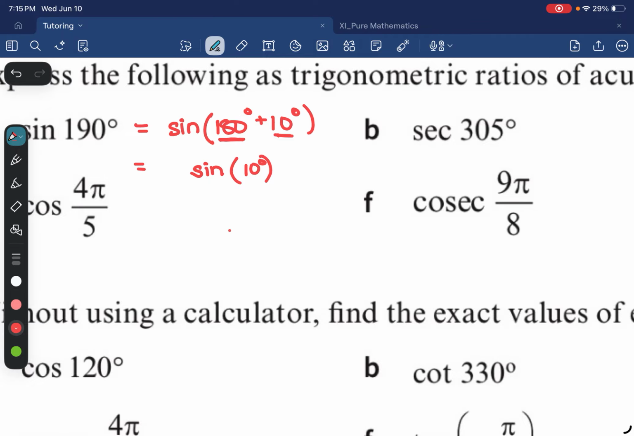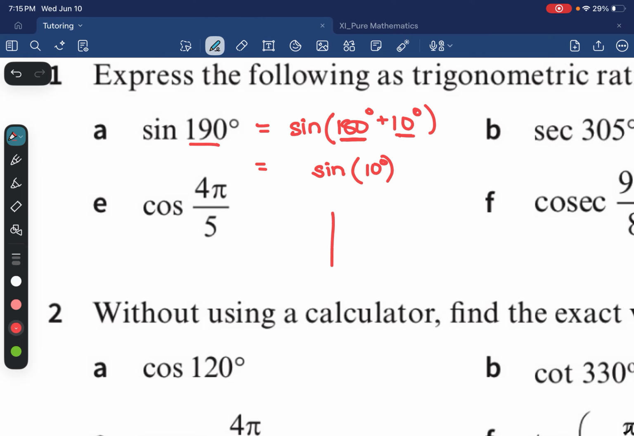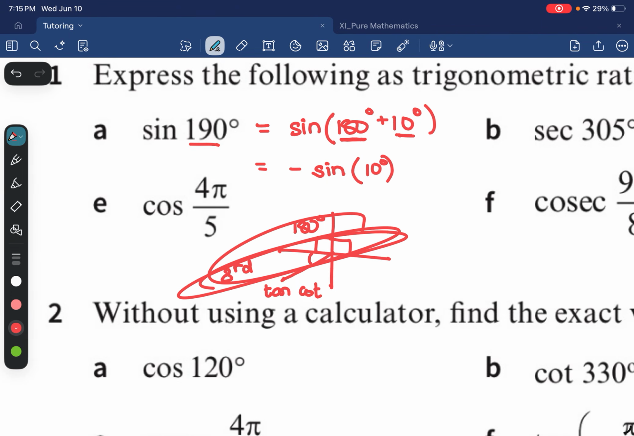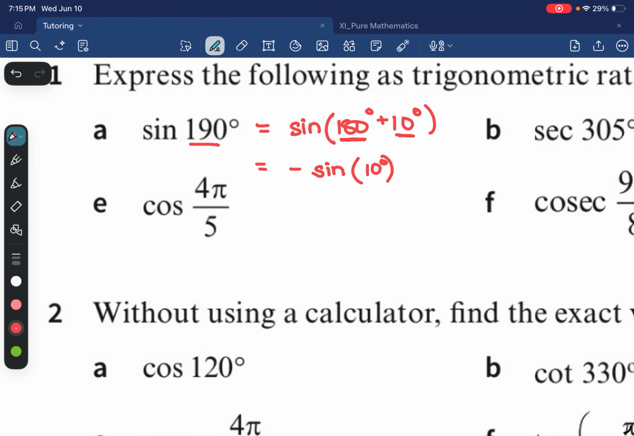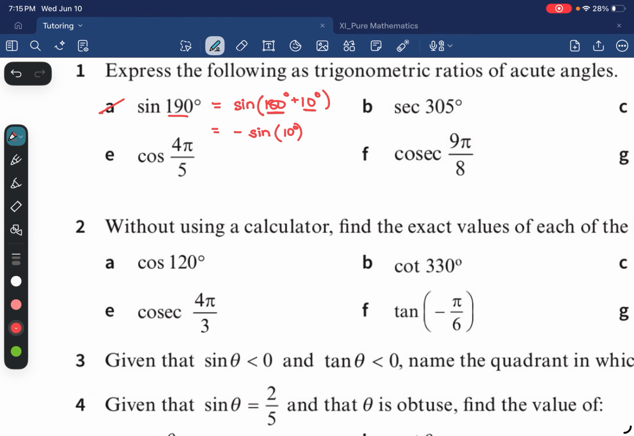Now, which quadrant does 190 fall in? 90 is here. If you go up until this point, you get 180 degrees. So 190 is in the third quadrant, right? And in the third quadrant, what is positive? Tan is positive, cot is positive. So sine is negative in the third quadrant. So that is how you write it. So I hope that made sense. Negative sine of 10 degrees. And we'll do more and more questions, and I think that will sort of solidify the concept.